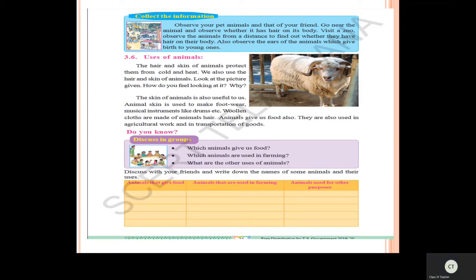Yes children. Now let us discuss in groups which animals give us food, which animals are used in farming. So what are the other uses of animals? Yes children, all these we have discussed in our previous class. Now let us recall how the animals are useful. Just watch this AV.